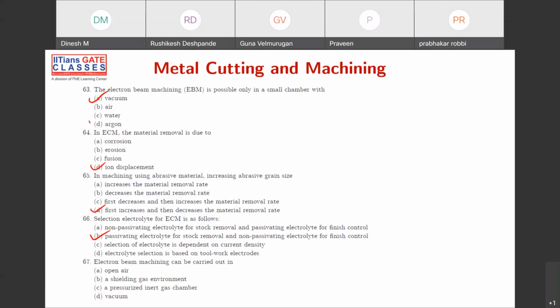Because there is some layer that is formed and that layer has to be removed and all these things will happen. But anyways, the answer is B in this case. You have to remove this. Okay. Tell me answer of the 67th one. What is the answer for the 67th one?